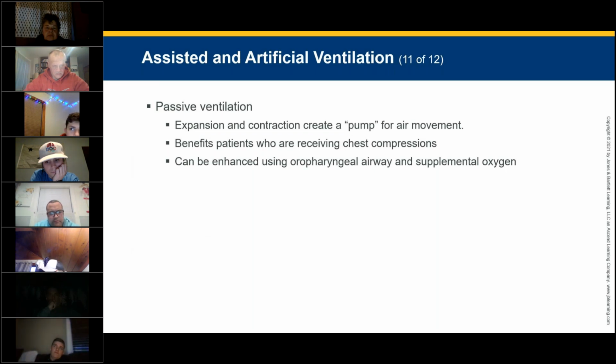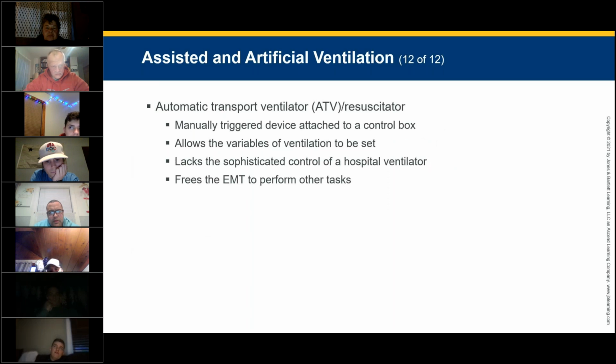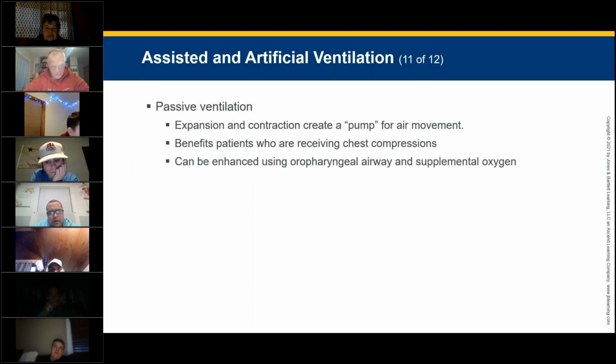Passive ventilation can be enhanced by inserting an OPA and providing supplemental oxygen.